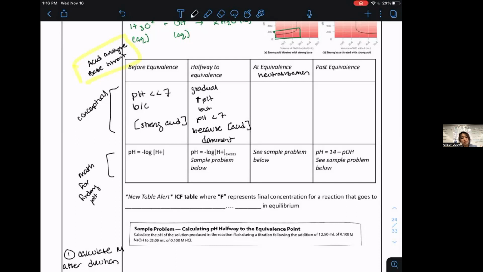But FYI, when you return from break, one of the first things you will do is a titration lab.